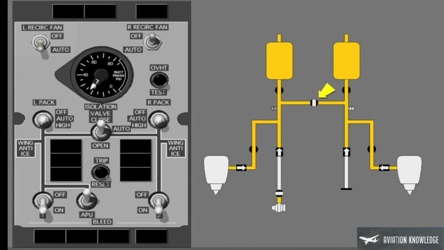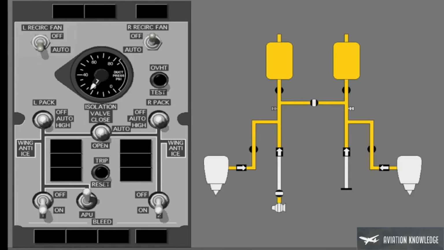When the switch is in the closed position, the isolation valve is always closed and the left and right sides of the bleed air system are separated or isolated. Now select Auto on the isolation valve switch. The normal position of the isolation valve switch is auto. When the switch is auto, the isolation valve can be open or closed.